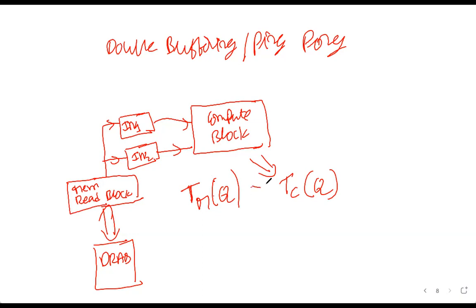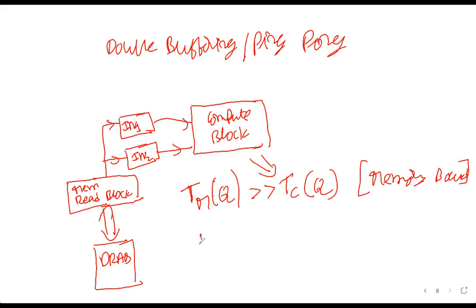If TMQ is quite a bit greater than TCQ, and this greater than is not a bit shift operation, then most of the time your compute block will be waiting for the data to arrive. So this is not a good design. It is memory bound. Your compute block is all the time waiting.